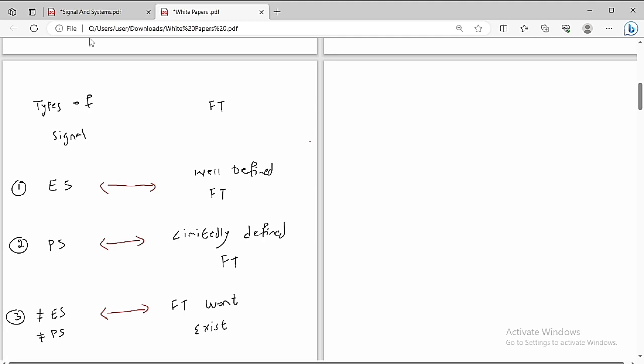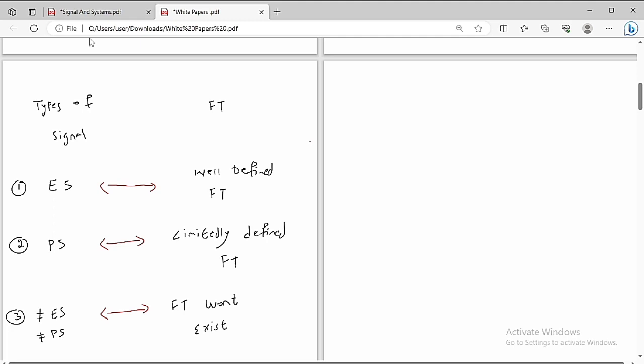So finally, I can say, if a given signal is an energy signal, then the Fourier transform is a well-defined Fourier transform, meaning for each and every value of omega we are going to get a finite value of F of omega. If a given signal is a power signal, then the Fourier transform is a limitedly defined Fourier transform, meaning only for certain values of omega are we going to get a defined F of omega, and for other values of omega, F of omega tends to infinity. If a given signal is neither an energy signal nor a power signal, the Fourier transform won't exist.